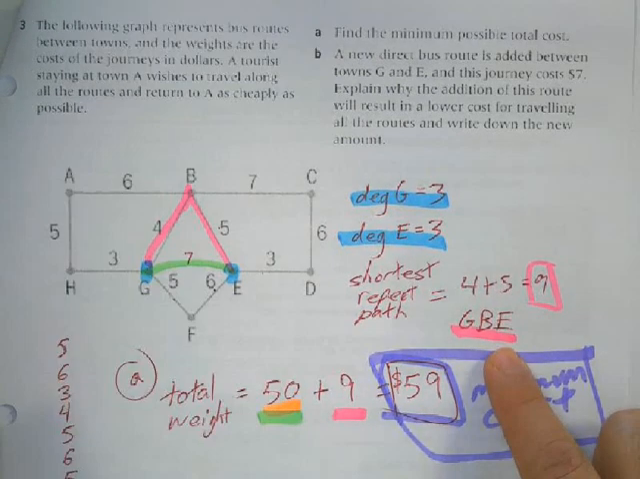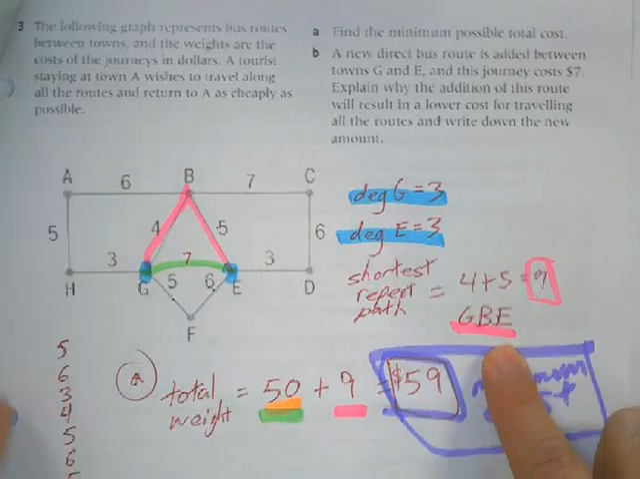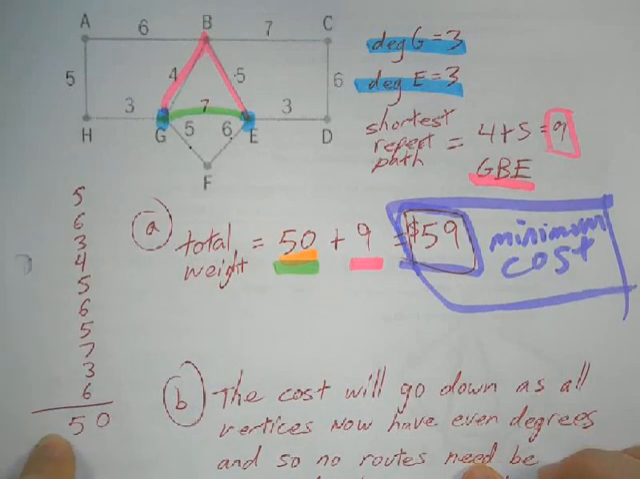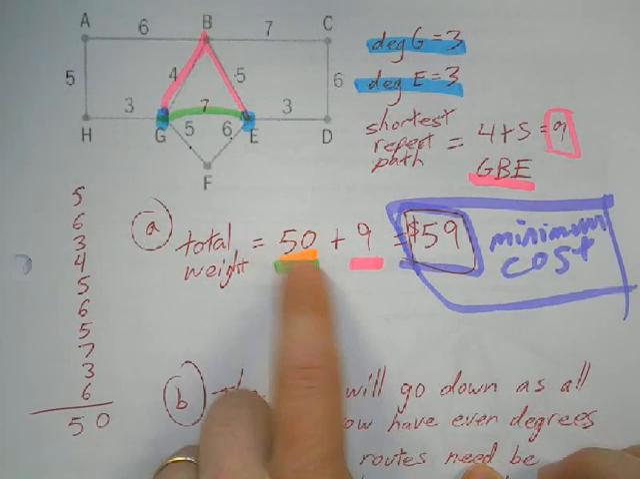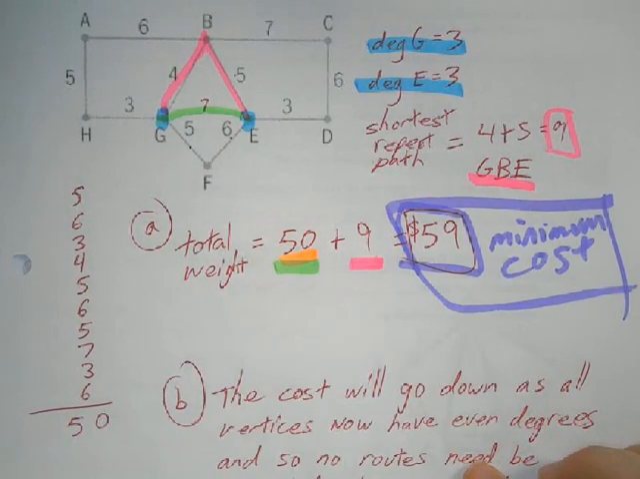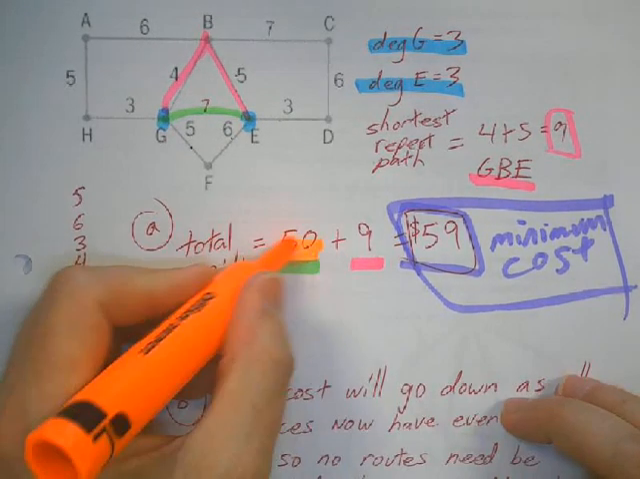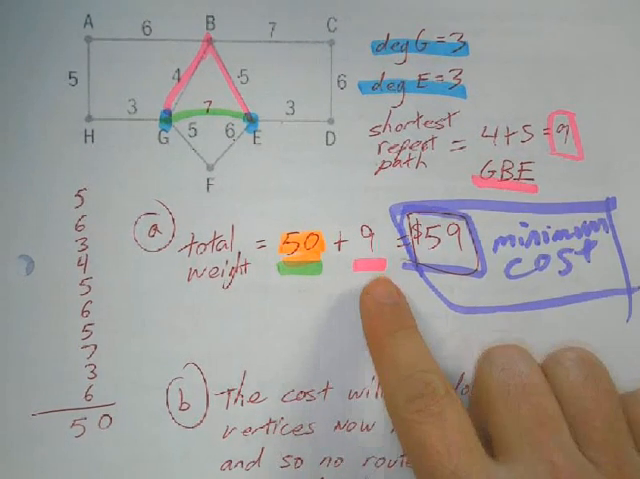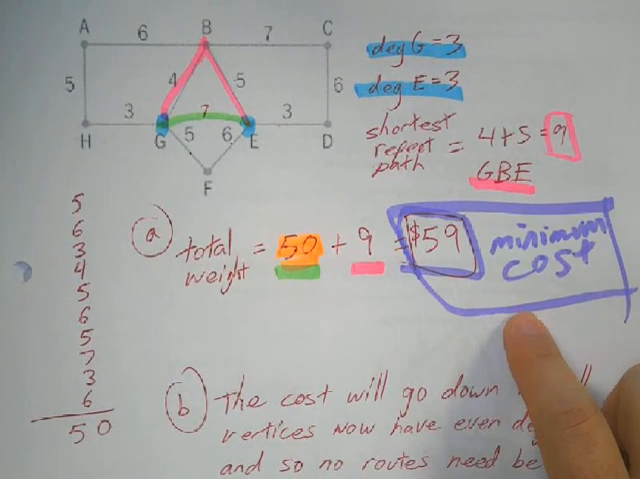Okay, so if I add up all these points together, I did it right here, the sum of all the points is going to be 50. And then we add our additional repeat route of 9, and so there's our minimum cost here.